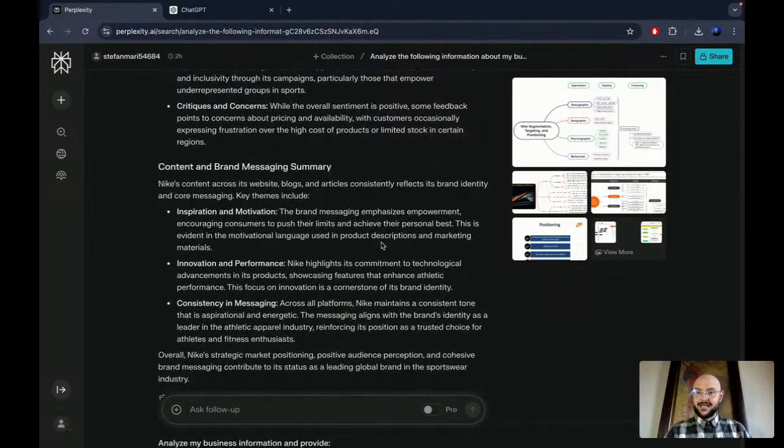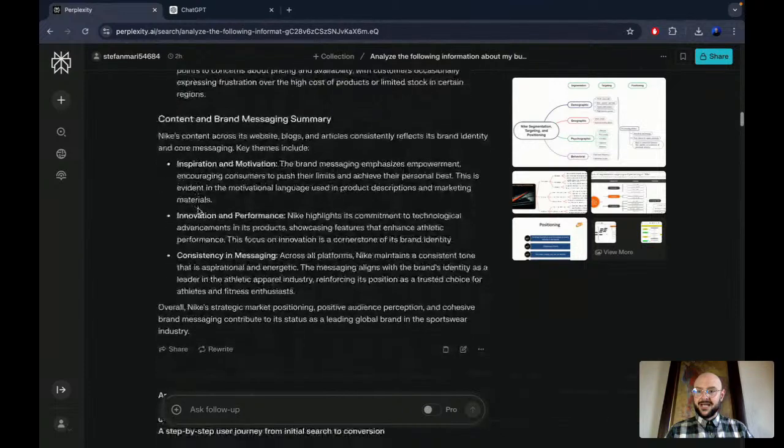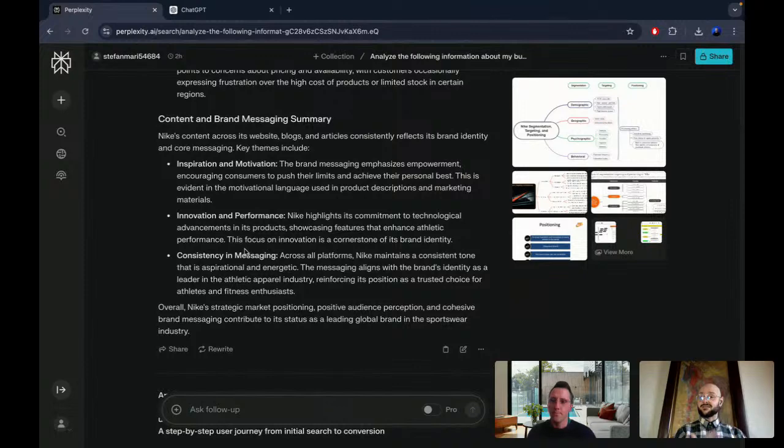As we know, Nike, just do it is inspirational, it's motivational. It relies a lot on innovation, and consistency in messaging is, of course, incredibly important.